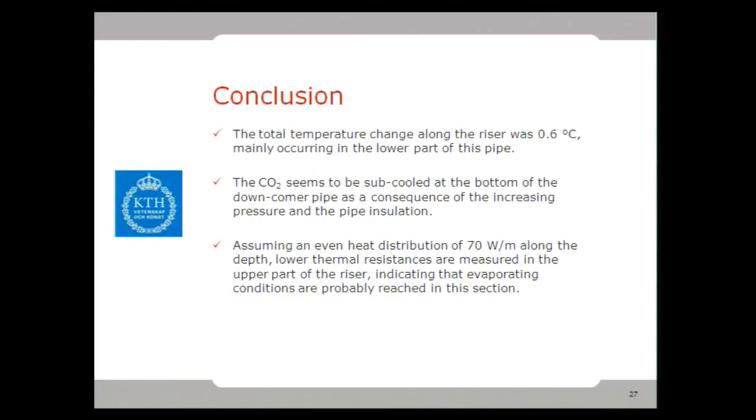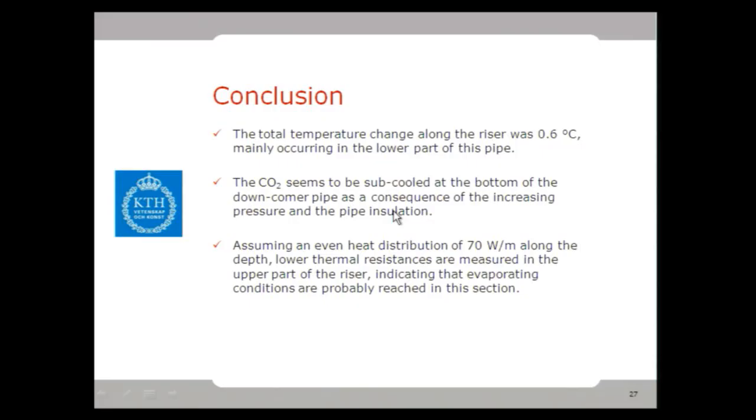The conclusion of this work was that the total temperature change along the riser was 0.6 degrees, mainly occurring in the lower part of the pipe, and the CO2 seems to be subcooled at the bottom of the downcomer as a consequence of the increasing pressure and the pipe insulation. And assuming an even heat distribution, based on the measurement on the heat pump side, of 70 watts per meter, the lower thermal resistances are measured in the upper part of the riser, giving an indication of the evaporation conditions in this section.